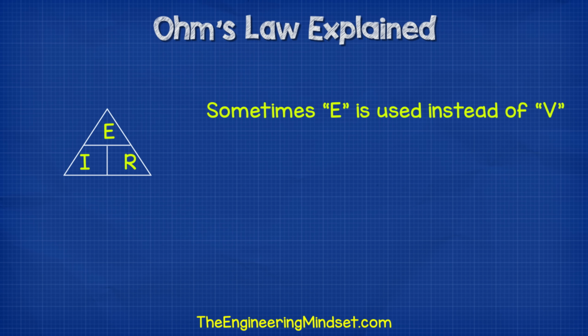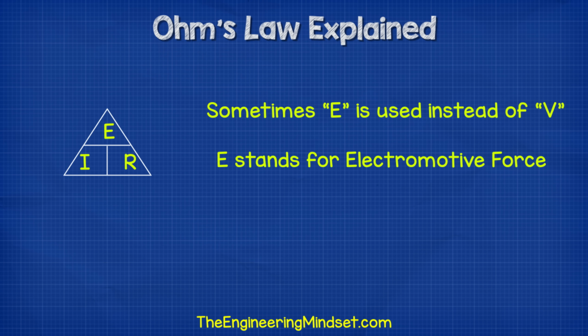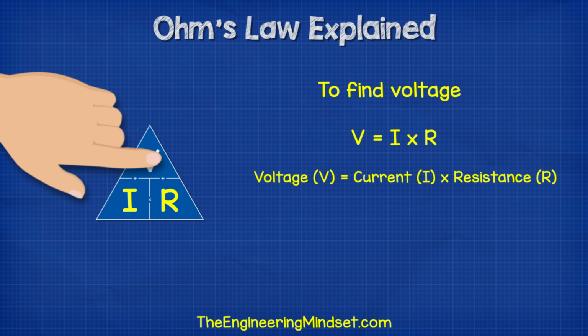Now you might also come across formulas where the letter E is used instead of V. The letter E stands for EMF, or electromotive force, but don't worry about that. Just stick to using V and substitute V for E if you see it used in Ohm's law questions. Anyway, so by covering V, we get voltage equals current multiplied by resistance.